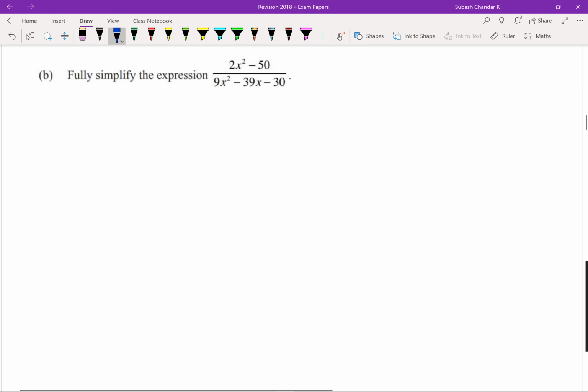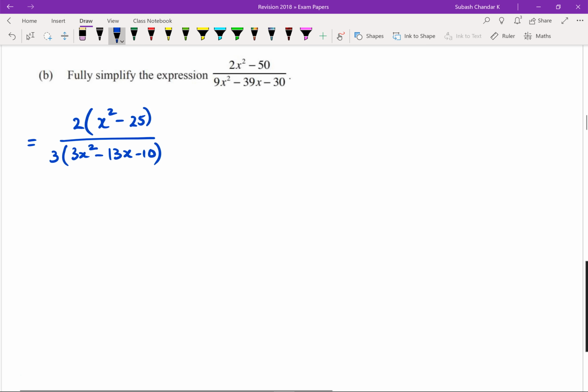Sorry, I shouldn't have said simplify. It should be a common factor. So when I look at 2x squared minus 50, I can see that 2 is a common factor. So I can rewrite this as 2 times (x squared minus 25), divided by, and then with the bottom one, I've got 3 as a common factor, so I'm going to take 3 out, and I've got 3x squared minus 13x minus 10.